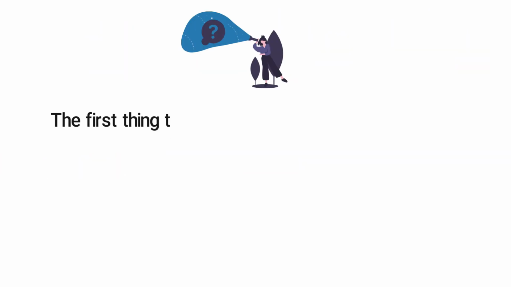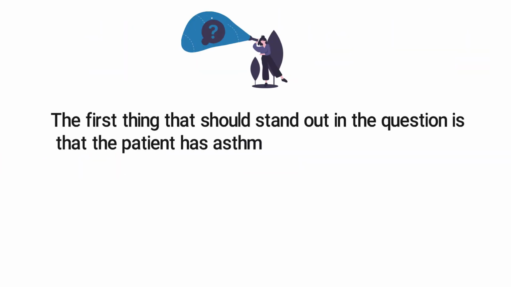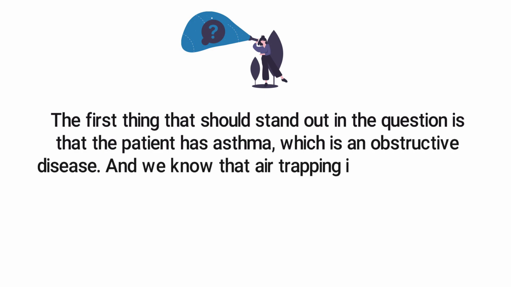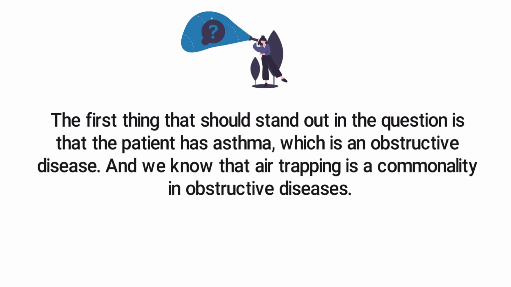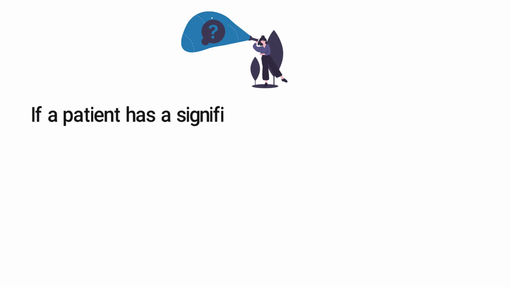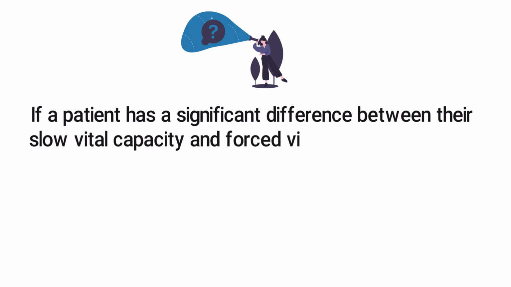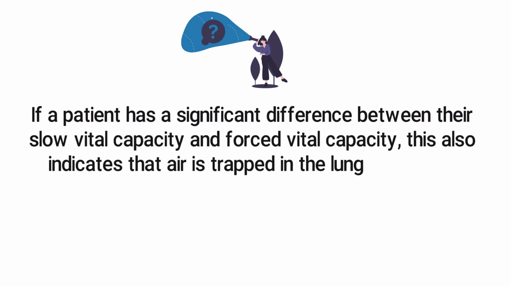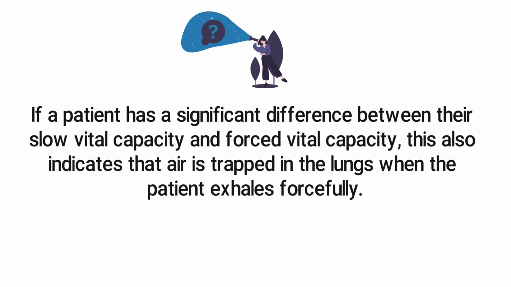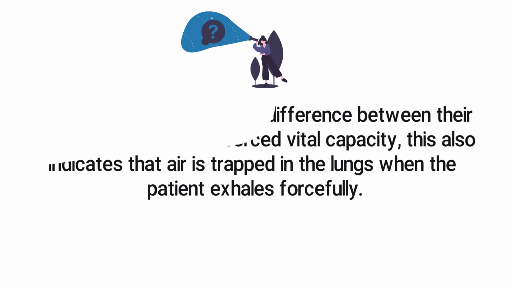The first thing that should stand out in the question is that the patient has asthma, which is an obstructive disease. And we know that air trapping is a commonality in obstructive diseases. If a patient has a significant difference between their slow vital capacity and forced vital capacity, this also indicates that air is trapped in the lungs when the patient exhales forcefully.